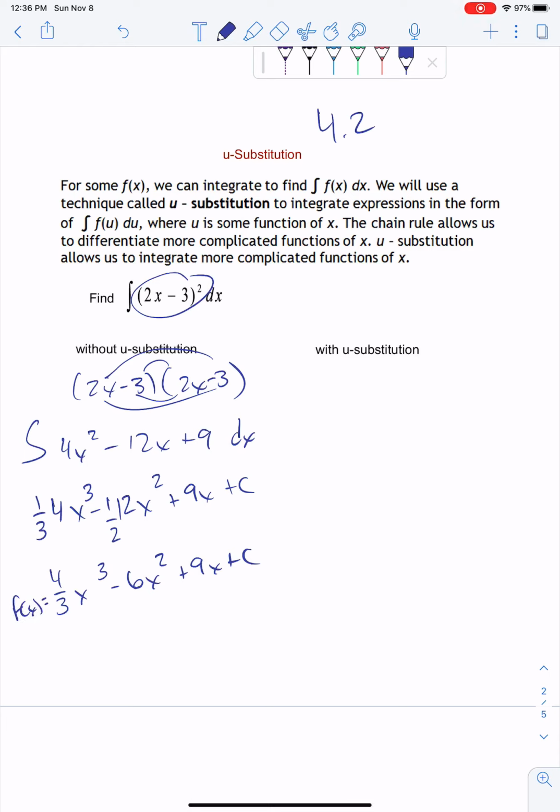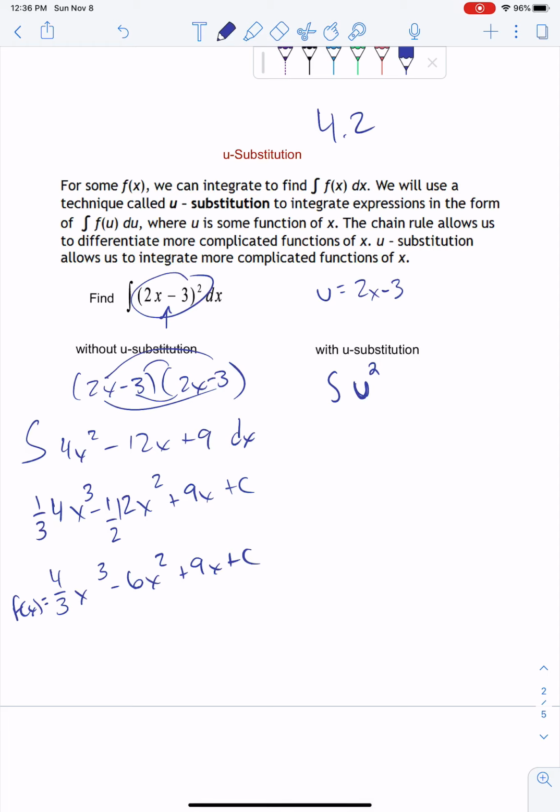With U-substitution, what we do is rather than having to FOIL and distribute and do a lot of this algebra up front, I'm going to take this inside piece, the 2x minus 3, and instead of a 2x minus 3, I'm going to call it u. So we're going to say that u equals 2x minus 3, because that means that my integral, instead of 2x minus 3 squared, is just the integral of u squared.